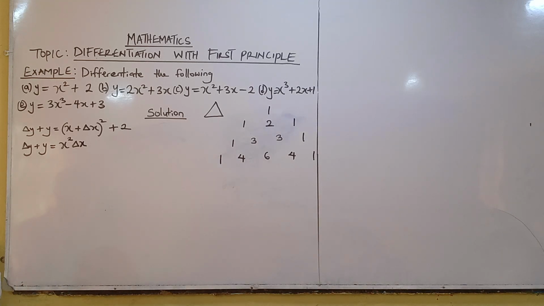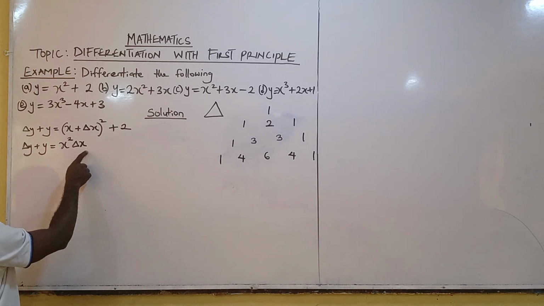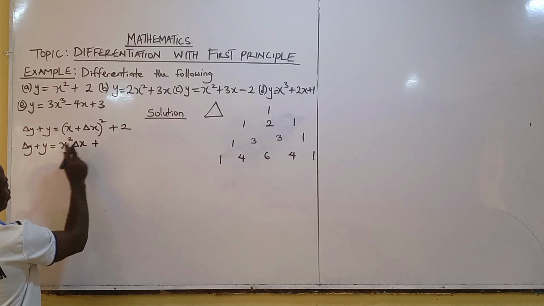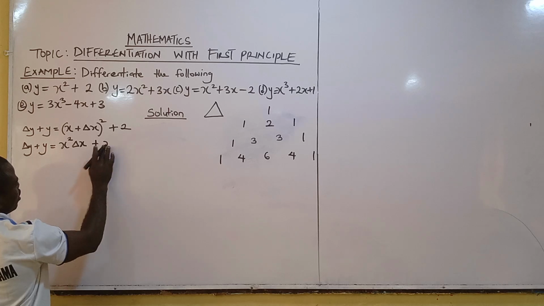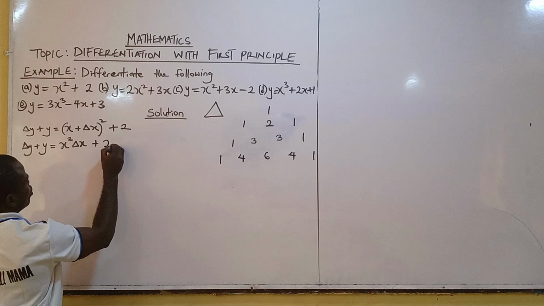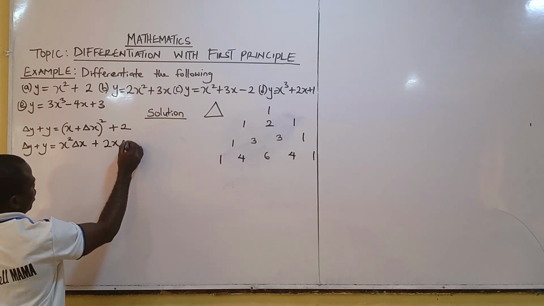Is that okay? X squared, the x, plus the next one, this one will reduce, x. You now introduce this 2. Now it becomes 2x, the x.